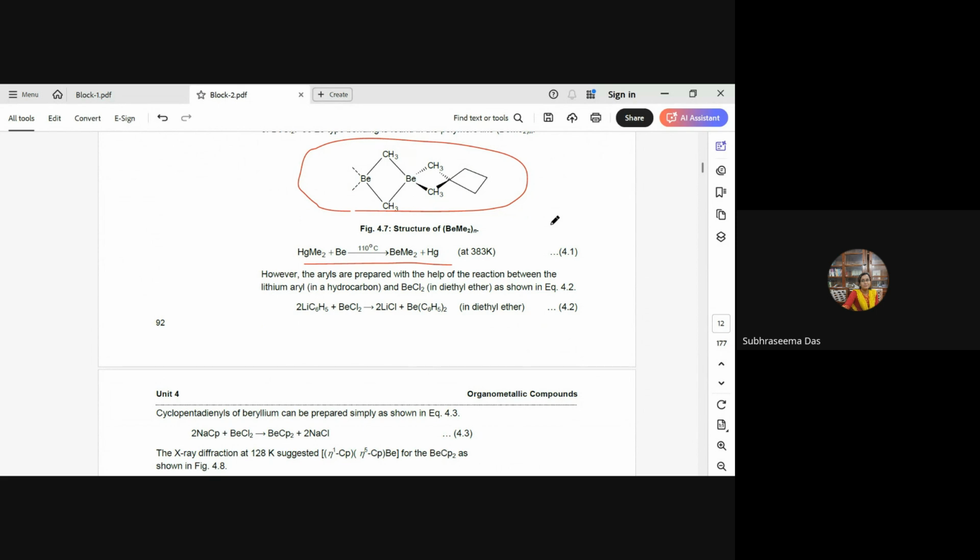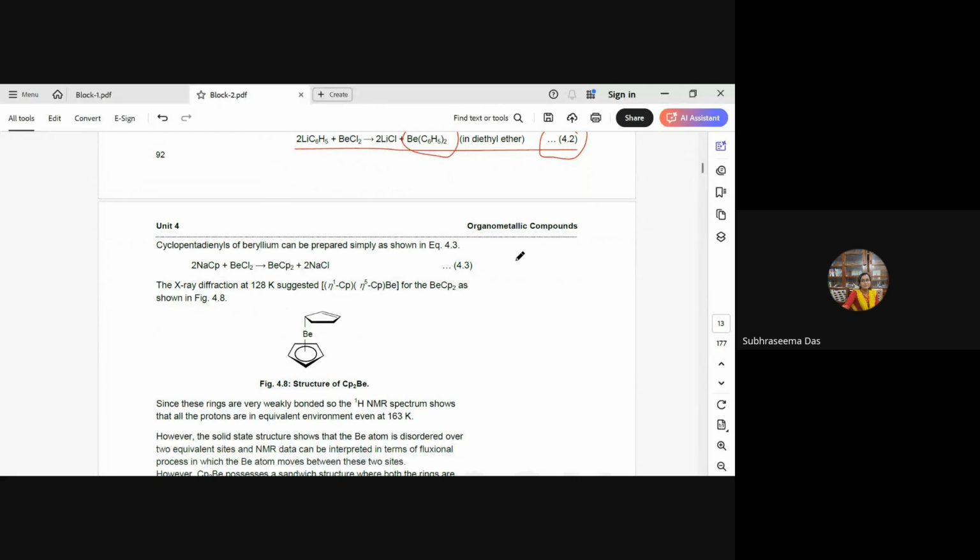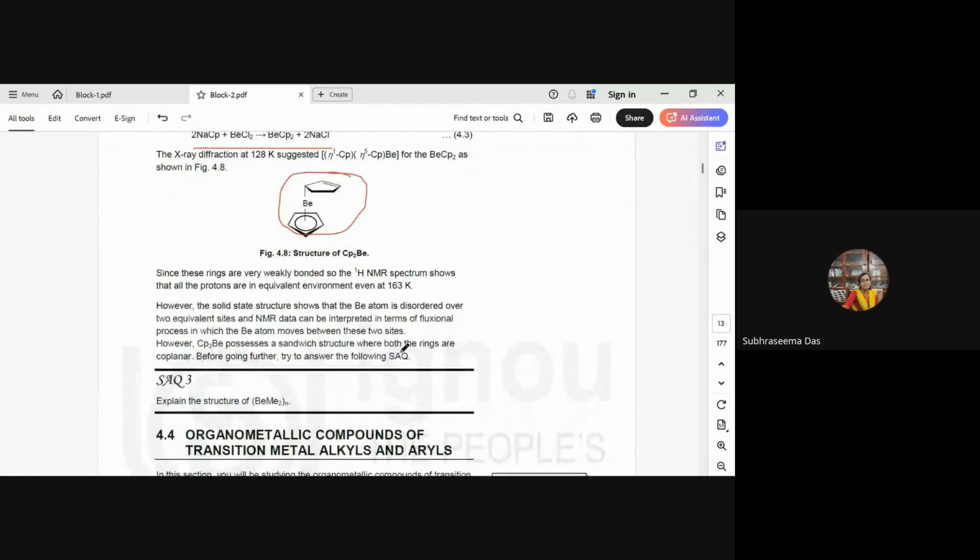However, when we prepare an aryl of beryllium, we can see that in diethyl ether it can form through the reaction shown in equation 4.2. It can be shown here that in diethyl ether it forms diphenyl beryllium. Cyclopentadienyls of beryllium can be prepared simply by the reaction of NaCp plus BeCl2, forming BeCp2. Cp here stands for cyclopentadienyl, and by heating it forms this BeCp2, whose structure is shown in figure 4.8.